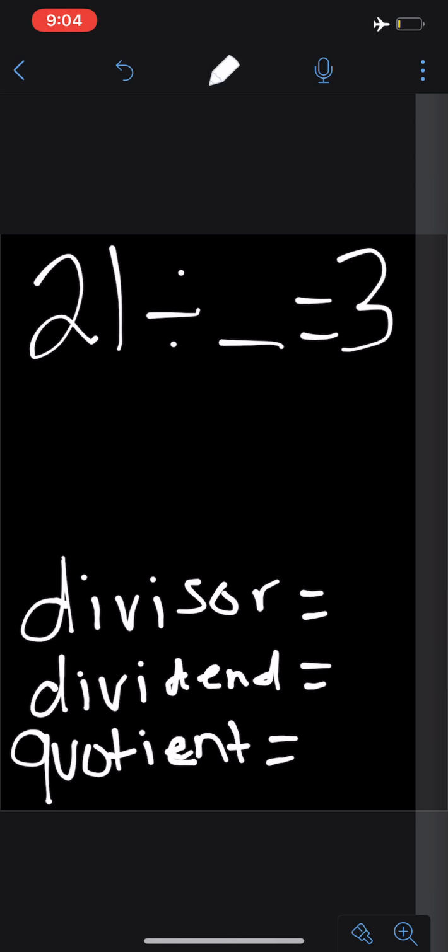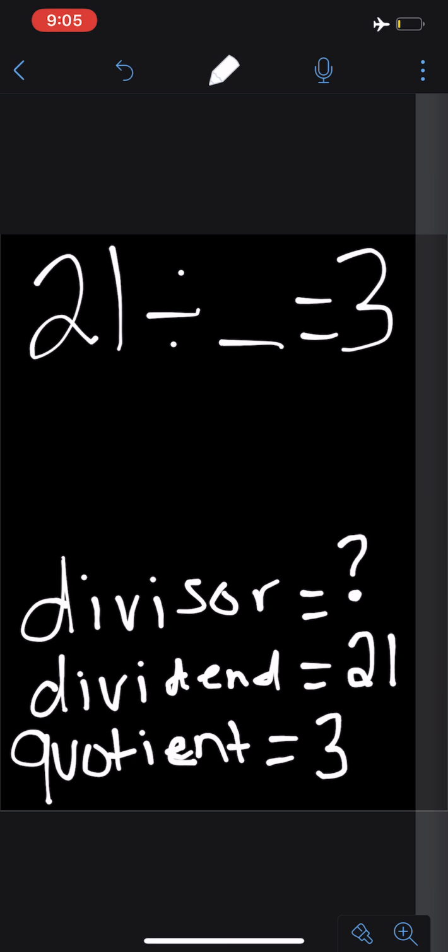Now I'm going to scoot over to division equations. This time I have 21 divided by blank equals 3. My 21 is what is called a dividend. That is the first number in a division equation. It's the biggest number. My missing number is my divisor. The divisor is what you divide by. My quotient is 3. A quotient is the answer to a division problem. So now that I have all my parts labeled, I'm going to solve for that missing divisor.